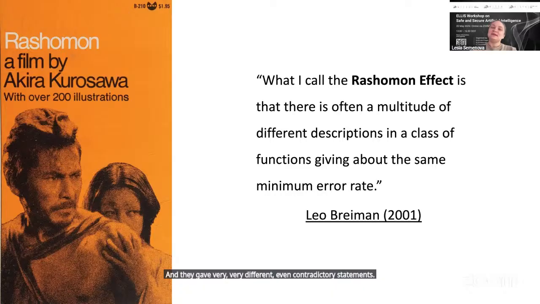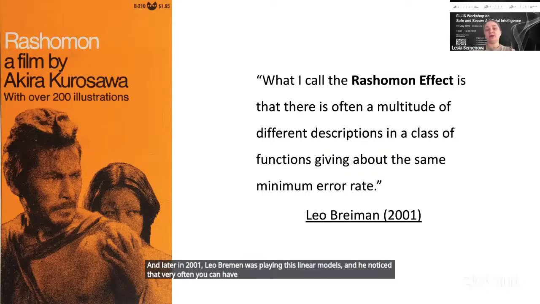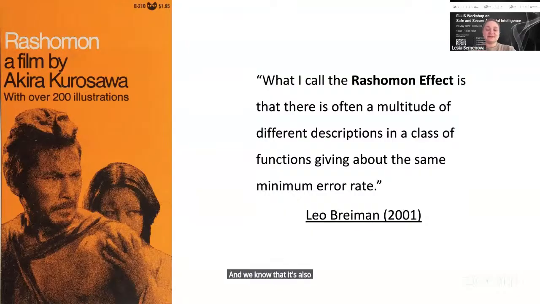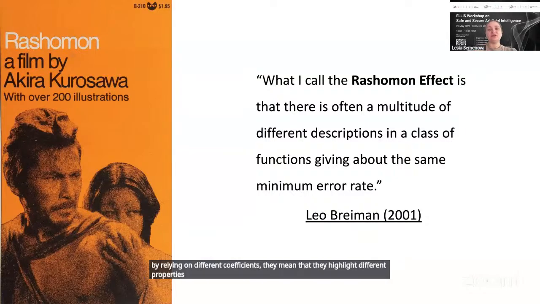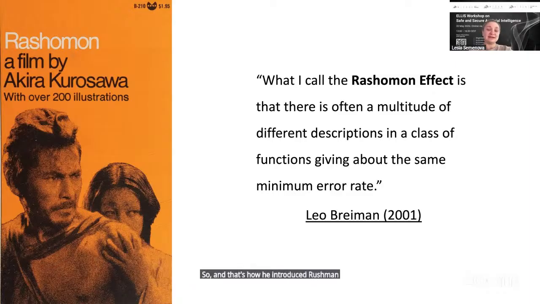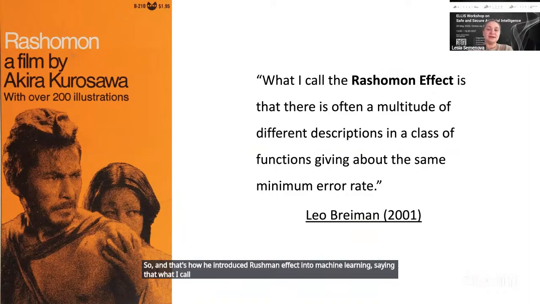And later in 2001, Leo Breiman was playing with linear models, and he noticed that very often you can have the same linear model with exactly the same performance, but relying on very different coefficients. And we know that those are associated with feature importance. So essentially, by relying on different coefficients, they highlight different properties, different feature importance of the data. That's how he introduced the Rashomon effect into machine learning, saying that what he calls the Rashomon effect is where often there are multiple explanations in the same functional class for the same minimum error rate.